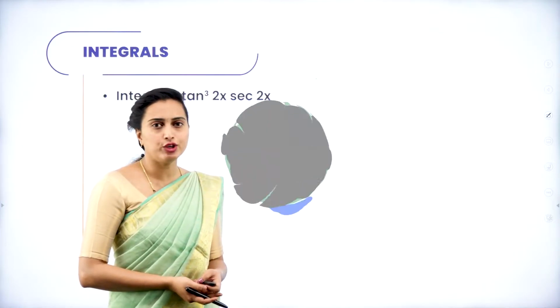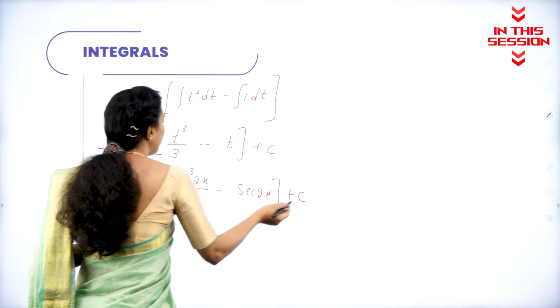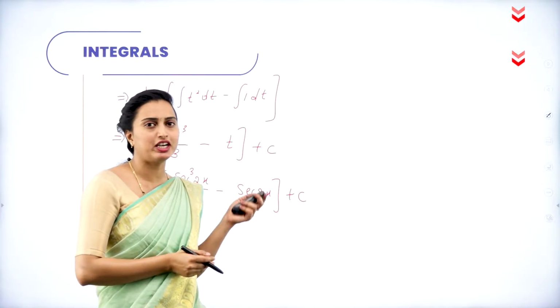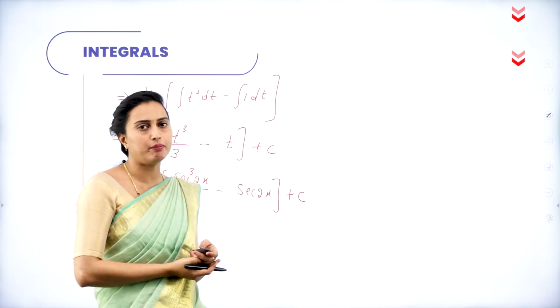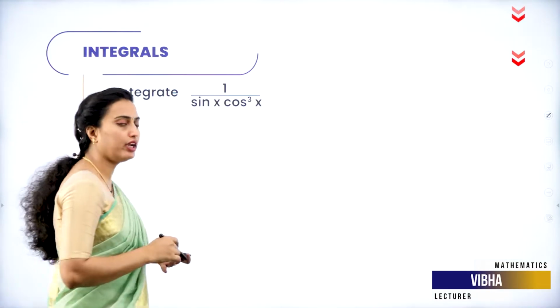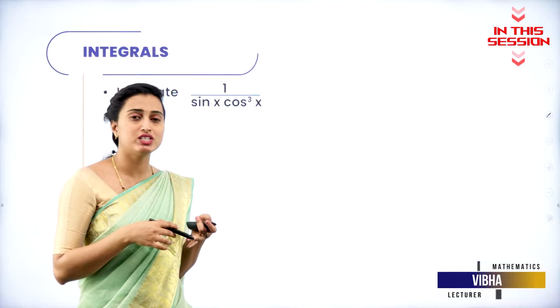We can write tan cube 2x in the form of tan square 2x into tan 2x. You can multiply 1 by 2 inside. If you multiply, you are going to get secant cube 2x divided by 6 minus secant 2x divided by 2 plus c. Since the power is minus 1, if you take it to the numerator, it will be a p plus q, which is in the form of minus 1 minus 3, which is a negative.